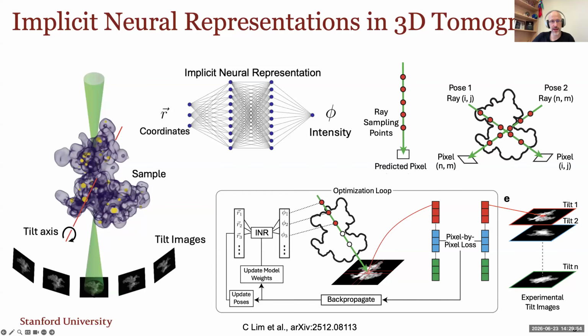We're doing pixel by pixel loss, where we're back propagating the difference between the integrated intensity and then using that to update the weights of our INR and to update the poses, or the tilt and shift, of our individual images here. So the INR has a whole bunch of advantages. The first up is you don't have to specify a minimum and a maximum position ahead of time. It is a continuous representation.